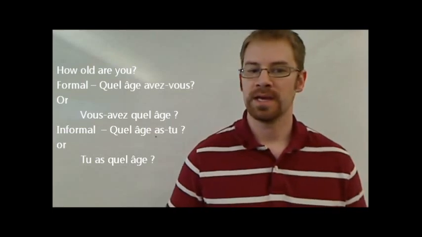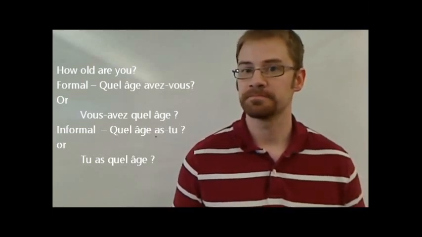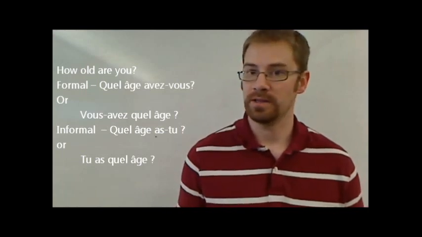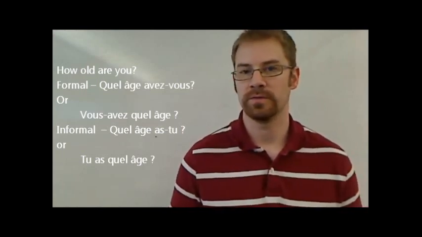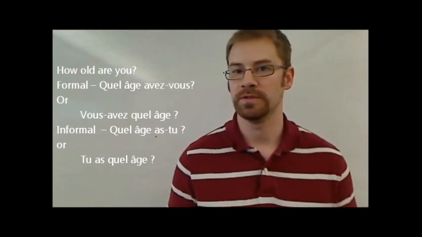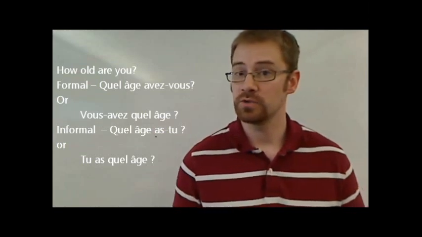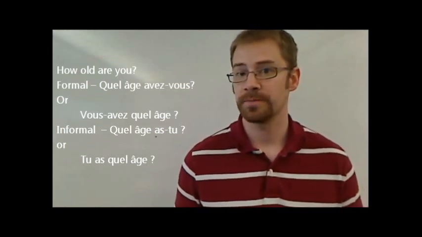And that would be, quel âge avez-vous? Or, vous avez quel âge? And then we can also do it in an informal way, which is what you might use for maybe, say, your cousin or for a friend at school, or a teacher to their student would probably use the informal version of it. And that's going to be, quel âge as-tu? Or, tu as quel âge?